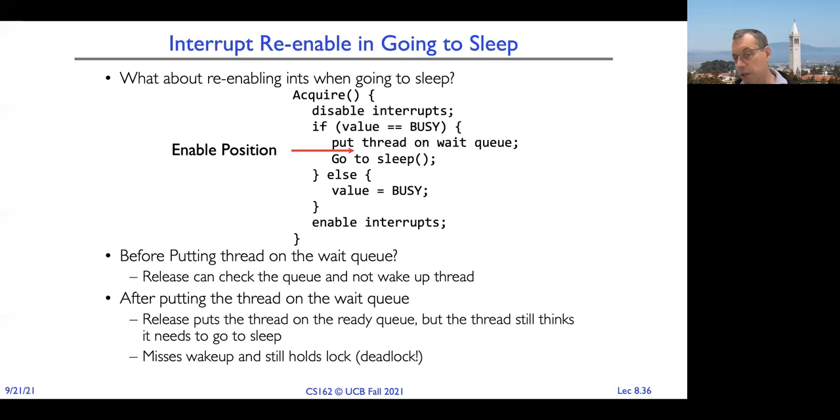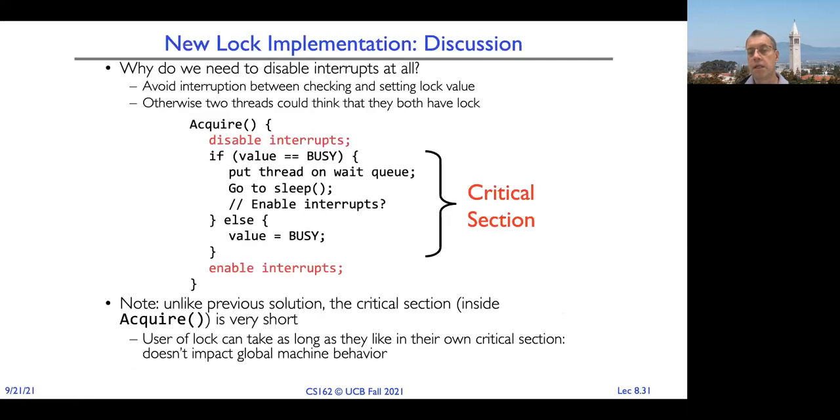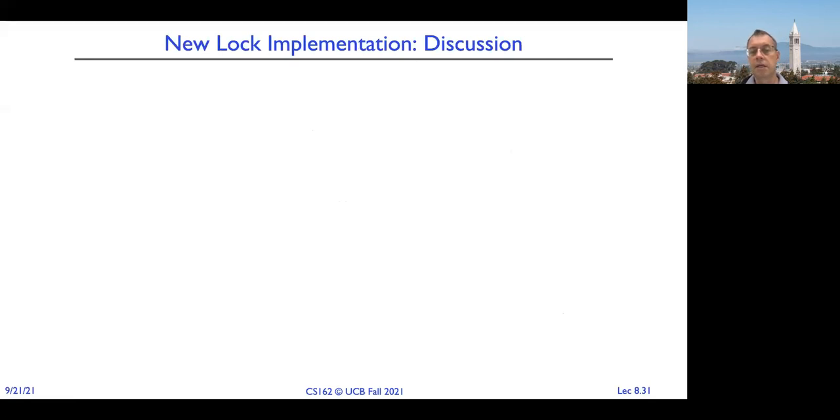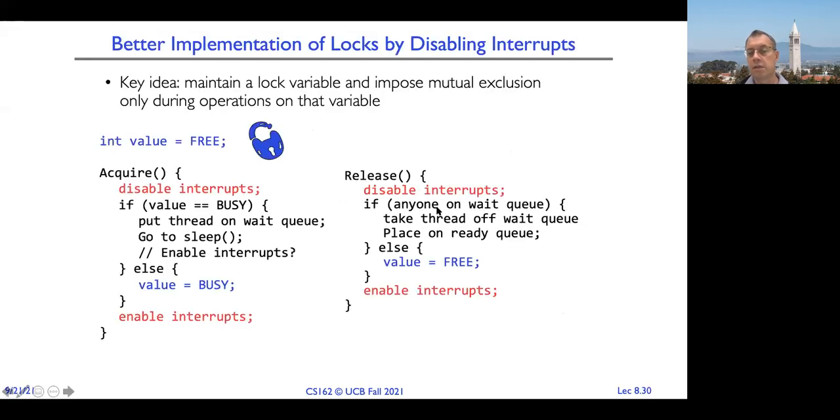No, this is not correct either, because release puts the thread on the ready queue, but the thread still thinks it needs to go to sleep. So you put the thread on the waiting queue, you enable interrupts. Now assume that the release from the other thread is executed, right? And here the release is looking at the wait queue, and you have a thread on the waiting queue, and it takes that thread to execute it.